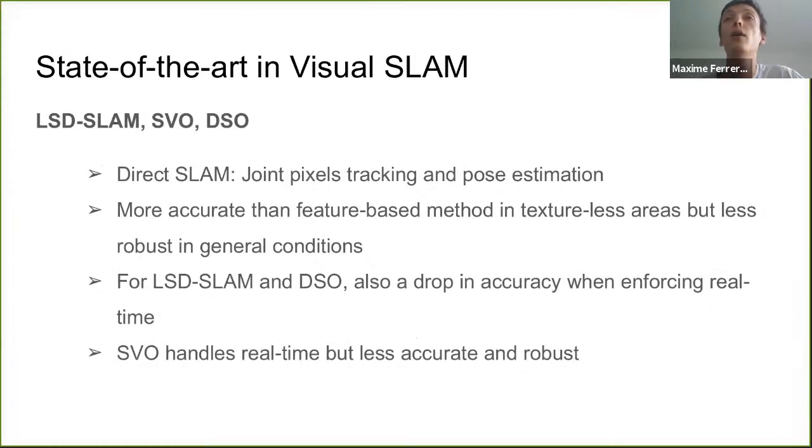On the other hand, you have direct methods such as LSD-SLAM, SVO, and DSO. Because they are direct methods, they rely on a joint pixel tracking and pose estimation paradigm. They're proven to be more accurate than feature-based methods in textureless areas, but they are less robust in general conditions. Also for LSD-SLAM and DSO, we can see a drop in accuracy when we enforce real-time constraints. Only SVO handles real-time constraints really well, but it's less accurate and robust.